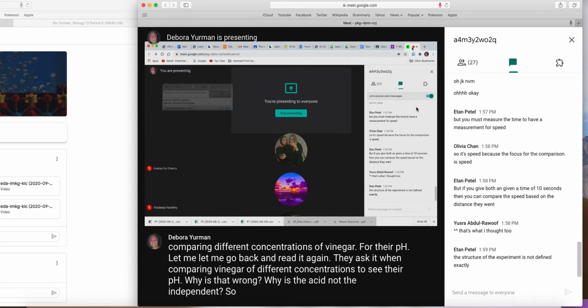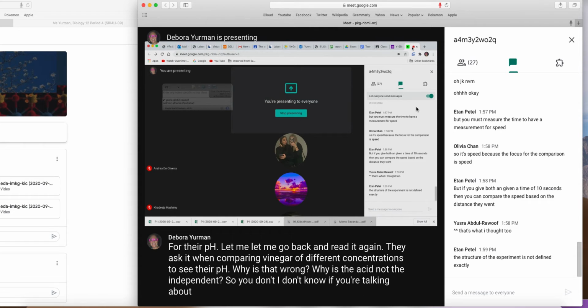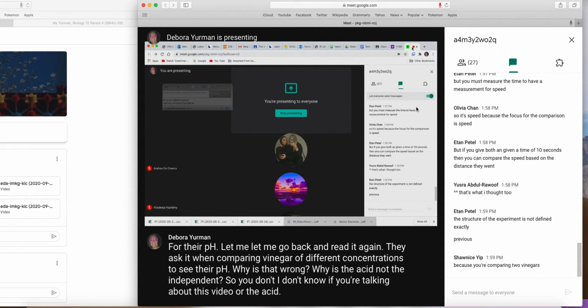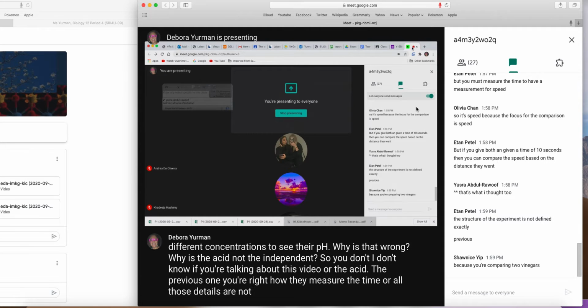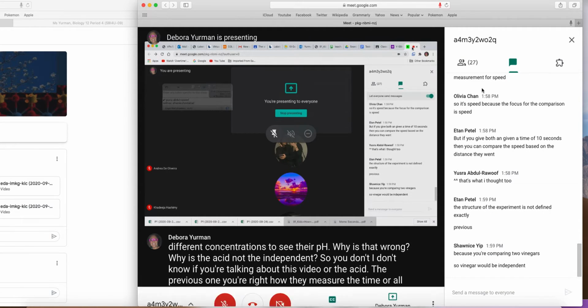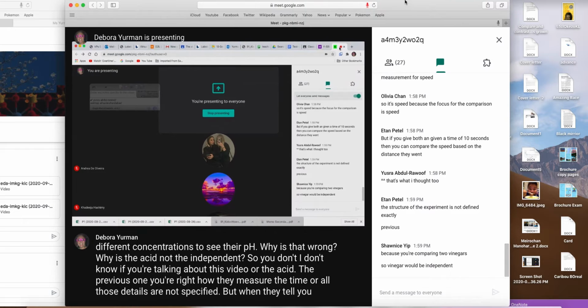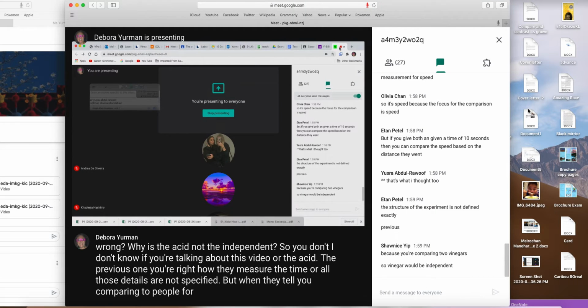Sorry, Ethan, I don't know if you're talking about the speed or the acid. The previous one, you're right. How they measure the time or all those details are not specified, but when they tell you comparing two people for their speed, it's clear the independent is the people and not the speed, okay? And time is just thrown in there to confuse you.